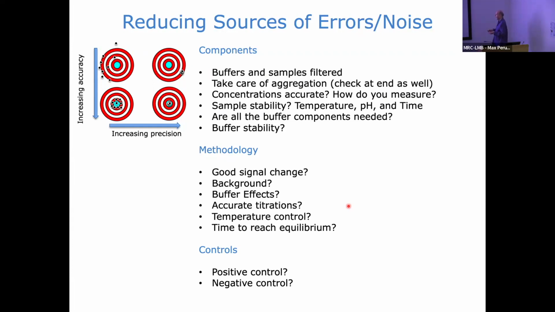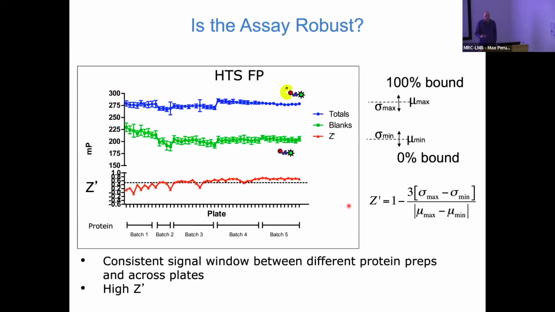So it's always very, very good to have positive and negative controls if you can. So is your assay robust? Usually in academia, we're doing an assay maybe once or twice or 3 times. We're not really at the scale of pharma, so we never really think about these things. But obviously, if you're doing a high throughput screen, then this is very important.